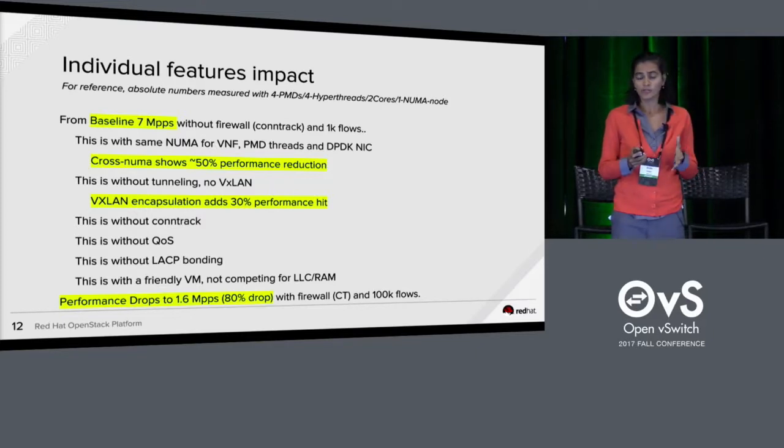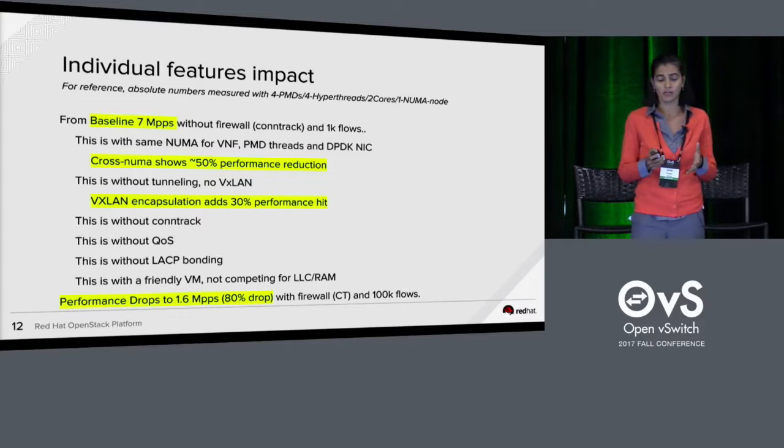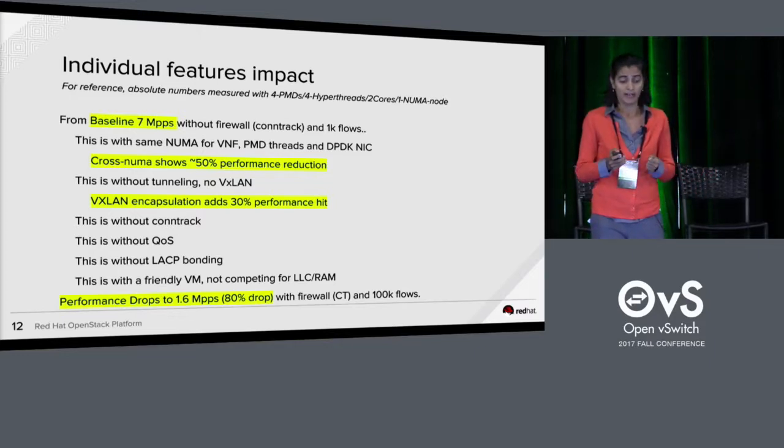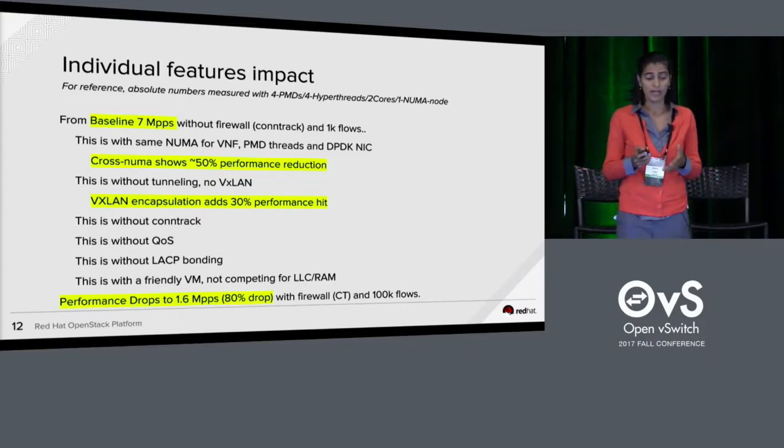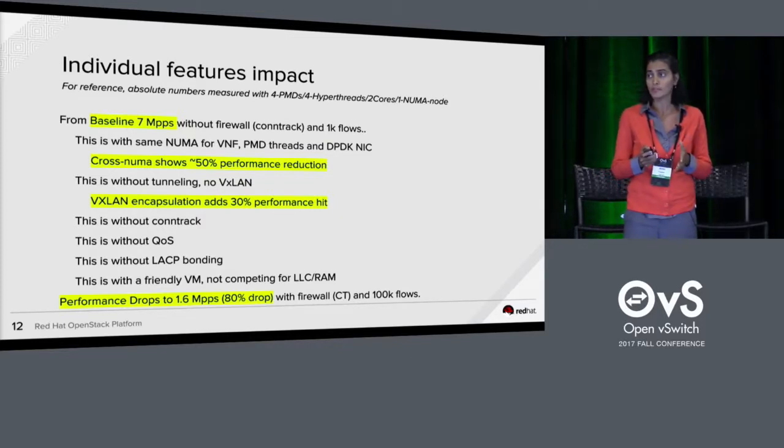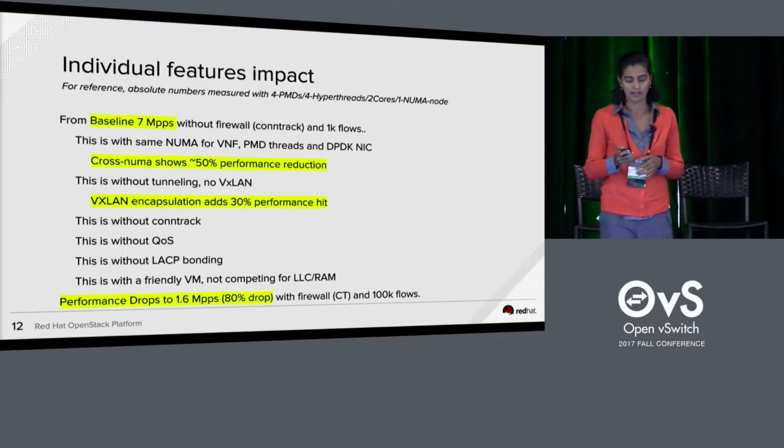You add cross NUMA, you take a 50% hit. And then in your performance, you add VXLAN, you're taking a 30% hit. You add 100K flows and contract, and you're down to an 80% hit in your performance. You go down to 1.6 million packets per second. And we're talking 64-byte packets, the smallest size.